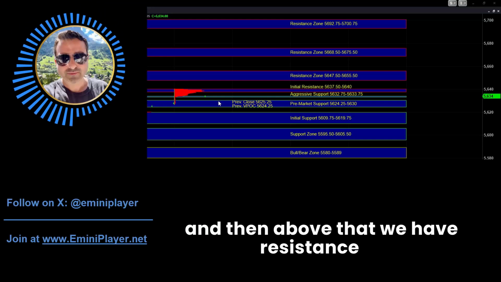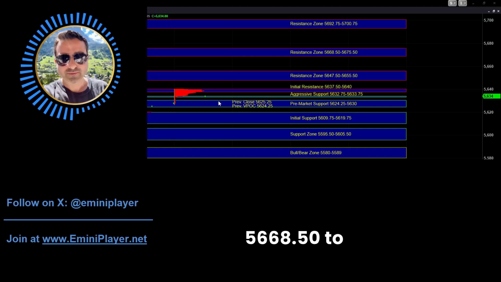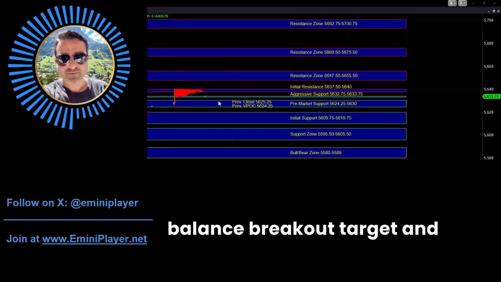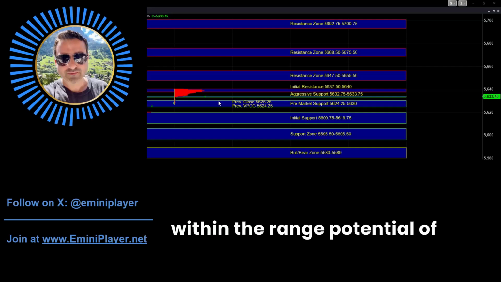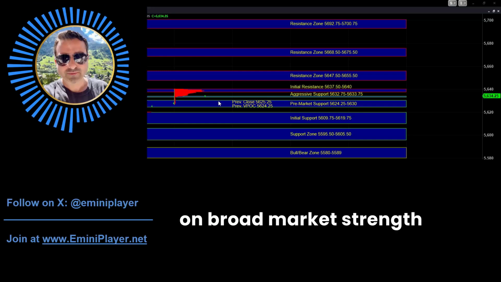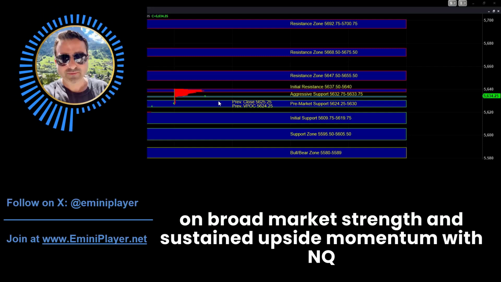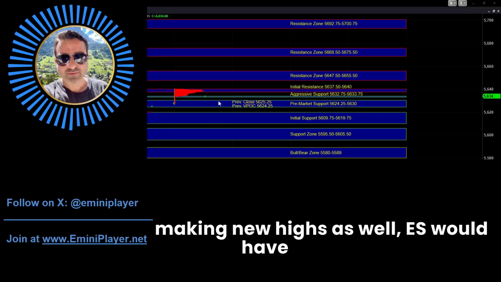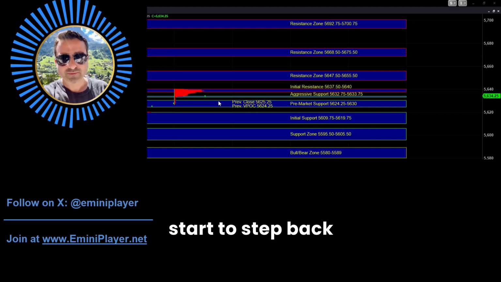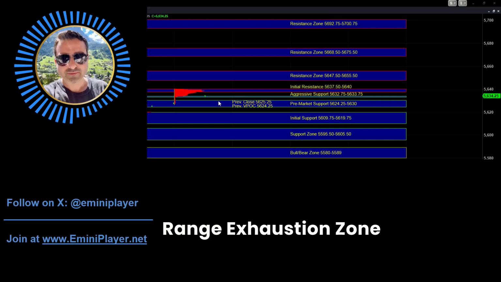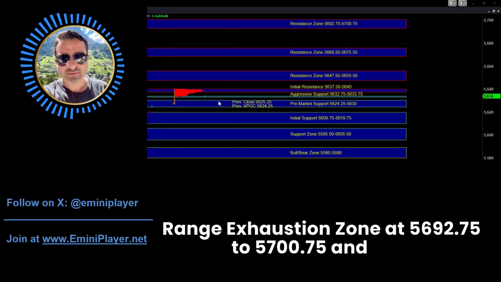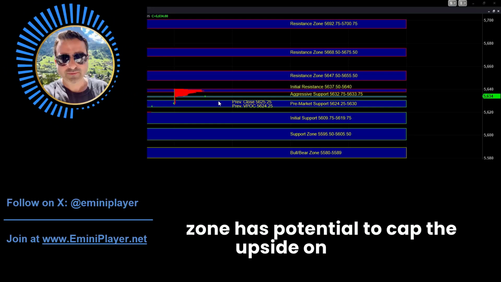And then above that, we have resistance at 56.68.5 to 75.5. That is the larger time frame multi-day balance breakout target, and it is also within the range potential of the day. So in the event that we get a proper upside breakout on broad market strength and sustained upside momentum, with NQ making new highs as well, ES would have potential to test 56.68.5 to 75.5, where sellers could start to step back in. And then we have the range exhaustion zone at 56.9275 to 5700.75, and that zone has potential to cap the upside on the day.